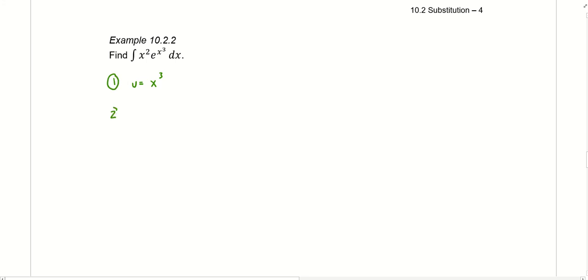Okay, so step 1, I pick my u. Step 2, I differentiate u with respect to x. So du dx, which is just the derivative of x cubed, which is going to be 3x squared.